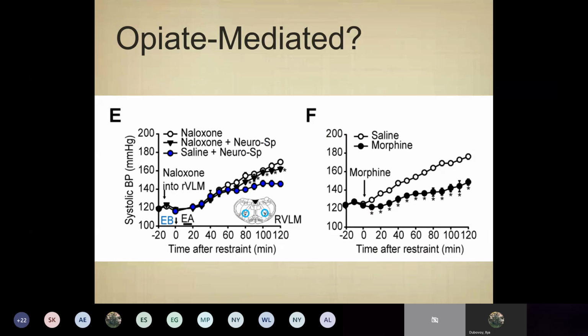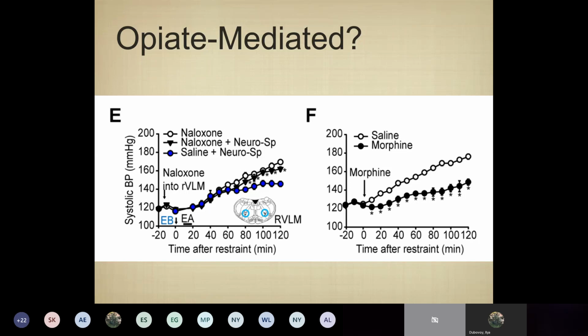Now, the question also arose whether this effect was opiate mediated. In fact, injection of naloxone into the rostral ventrolateral medulla seemed to attenuate at least a good bit of the acupuncture effect at the neurogenic inflammatory point, but not completely, as you see as the time of the restraint goes on beyond about 80 minutes. The use of the vehicle basically had no effect.